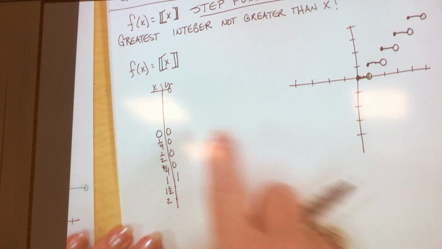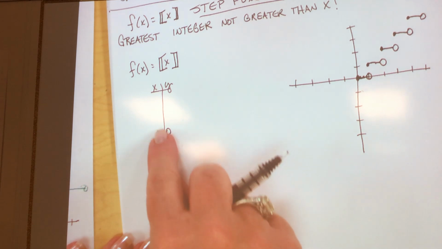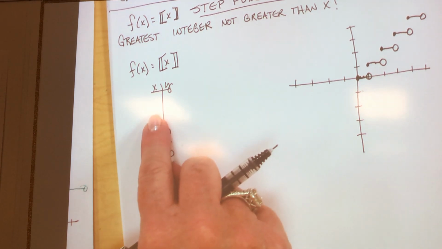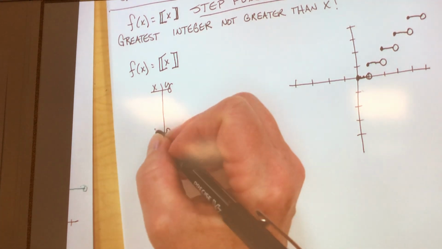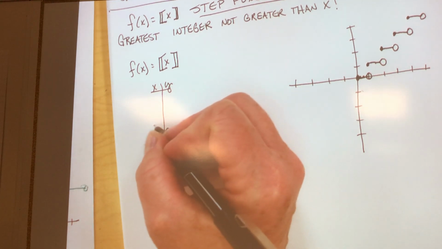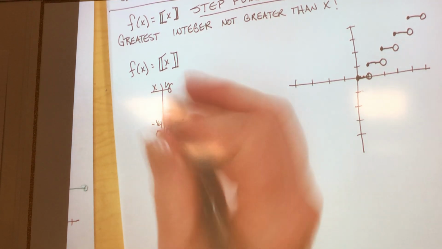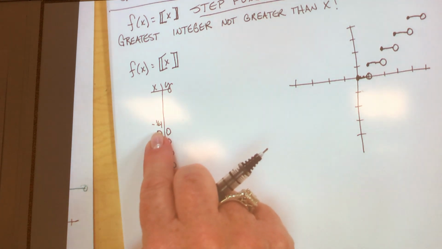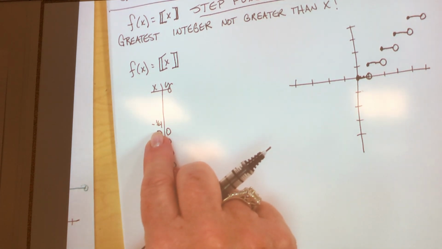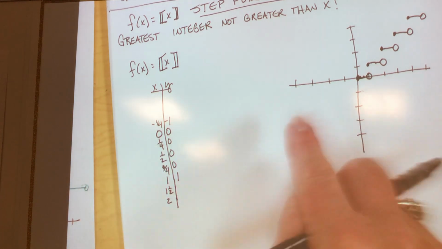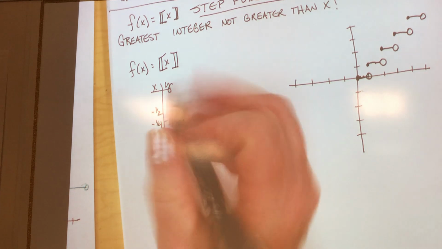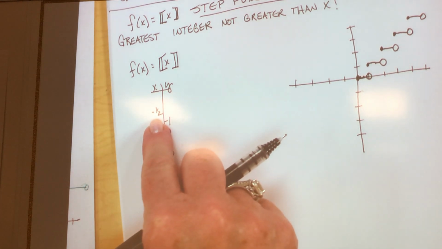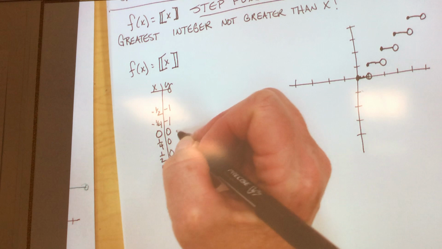Now I'm going to start from 0 and go backwards. I'm not really sure which is the best way. I went the other way this morning and lost a couple of kids, so I'm going to do it another way. I'm going to go to -1/4. What's the greatest integer not greater than -1/4? -1, very good. Not 0, guys, because 0 is greater than -1/4. What about -1/2? Still -1.